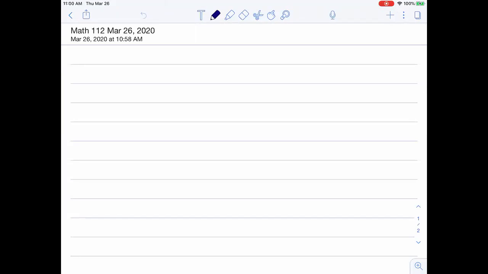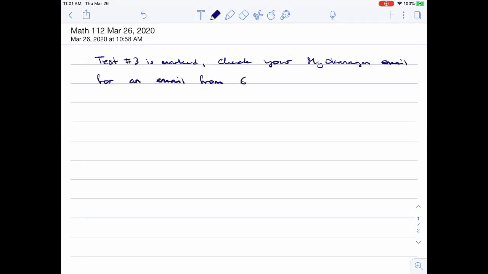So you should have gotten an email from Gradescope. Test number 3 is marked. Check your My Okanagan email for an email from Gradescope, and that's how you'll be able to see your test 3. If you have any questions, just let me know. It's kind of generic feedback, but at least it'll point you in the right direction.